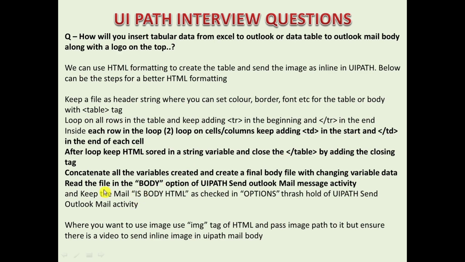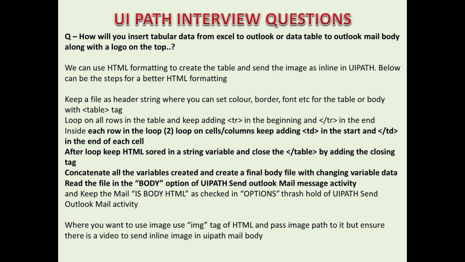The next step is to combine both of the files, the header file and the body file, together, and then create a final body file for our email. Now let's come to the UiPath Outlook activity. In the body option, we have to read this file which we have just created by concatenating two different files. And in the properties of the Outlook mail message activity, there is an option of HTML body. So we have to check that option.